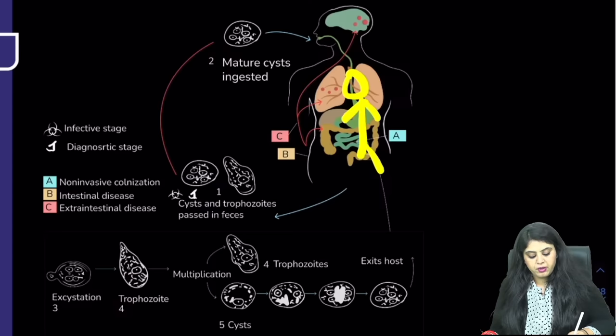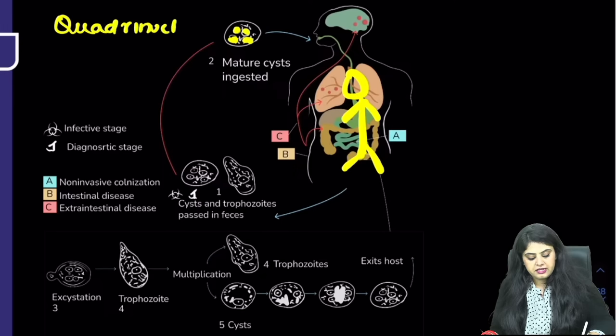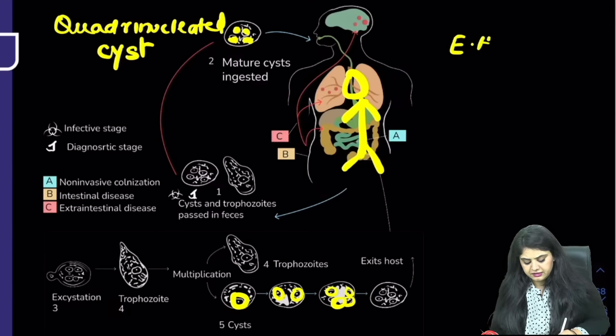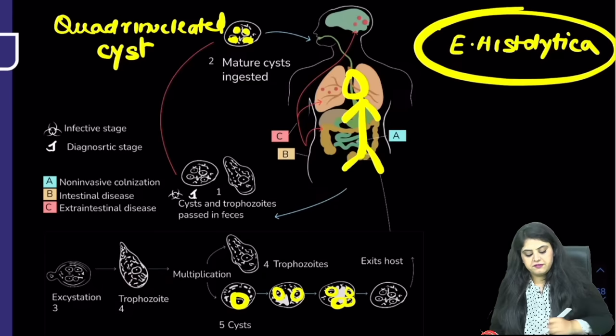Only human beings, point number one. And I could see 1, 2, 3, 4, a quadrinucleated cyst that was coming up, and I can see how the cyst was going from one nucleus to two nuclei to four nuclei. Ma'am, this is a classical case of Entamoeba histolytica, very very famous one.